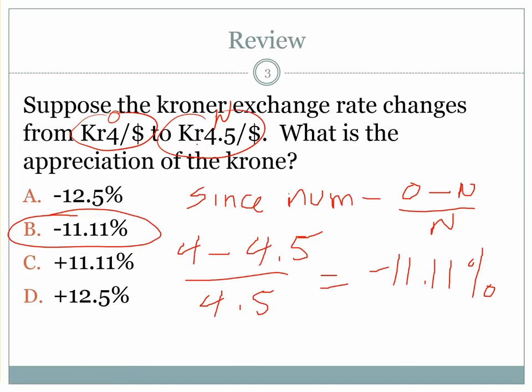To get the depreciation of the crown, I could take new minus old over old, where I flip each exchange rate, 1 over 4.5 and 1 over 4. Or I can just know that my alternative rule is if I take old minus new over new, it'll tell me what happened to the numerator currency. So if I take 4 minus 4.5 over 4.5, I see that the crown is 11% cheaper. So for Americans, hotel rooms in Copenhagen are on sale, 11% cheaper.